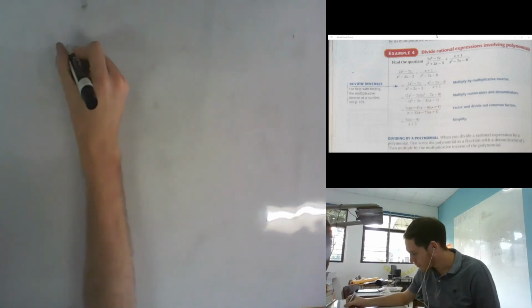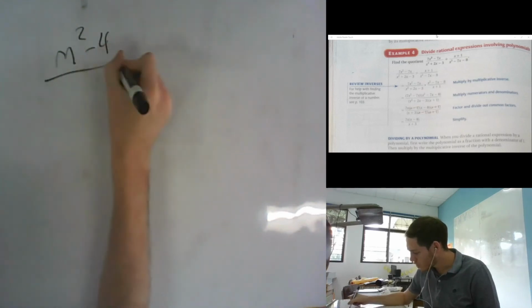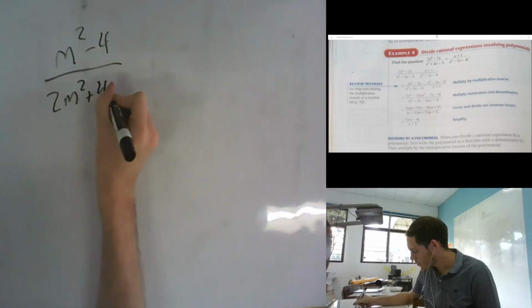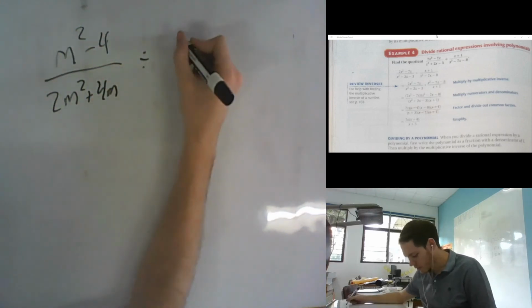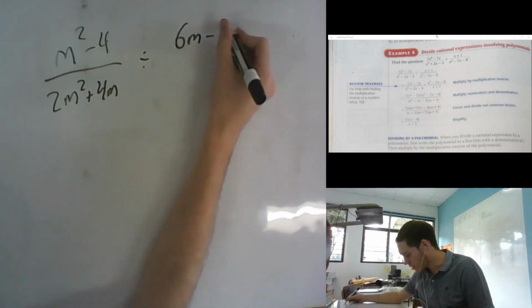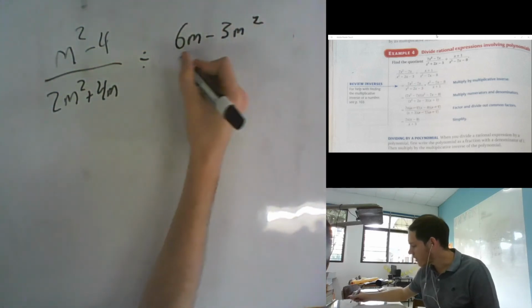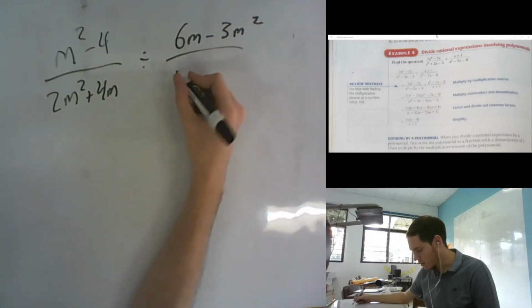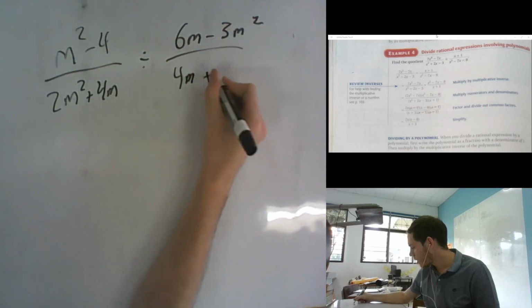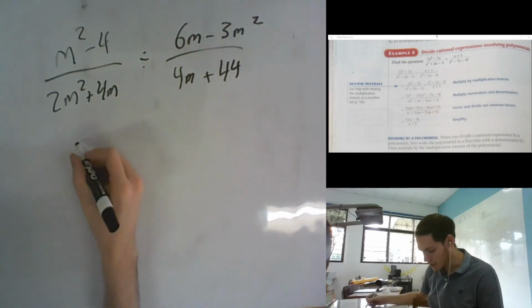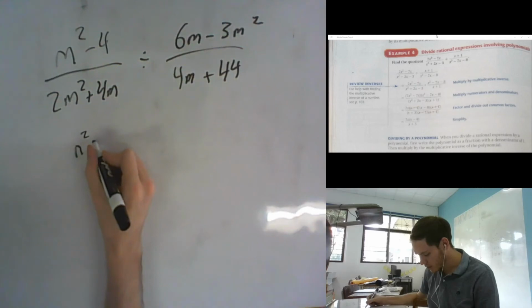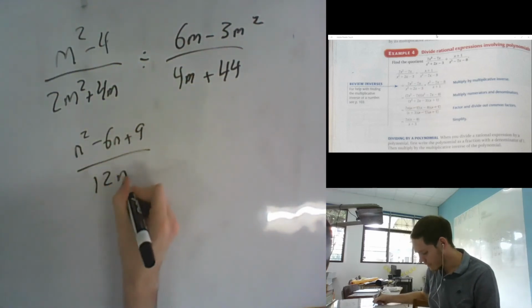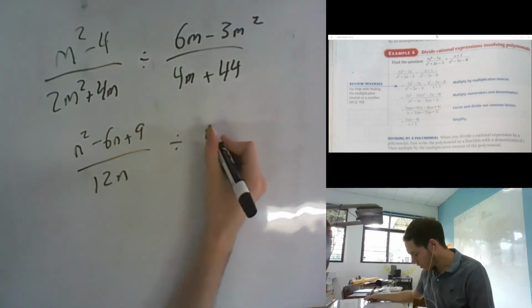So 2 examples. M squared minus 4 over 2m squared plus 4m divided by 6m minus 3m squared. I don't know why they make it rearranged, so you have to arrange the numbers properly. And then 4m plus 44. Then this one, n squared minus 6n plus 9 over 12n divided by n minus 3.